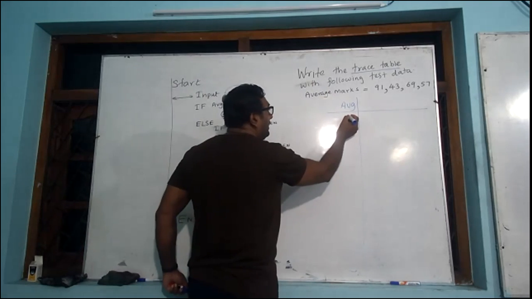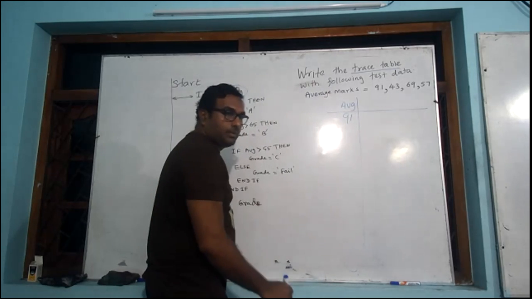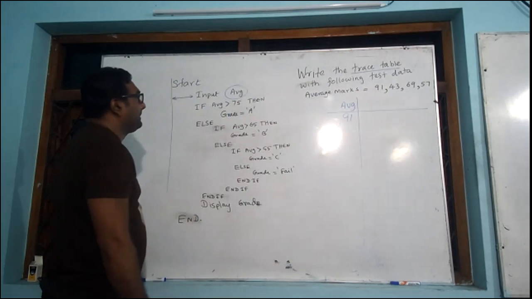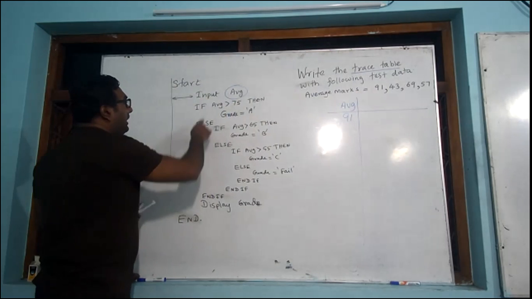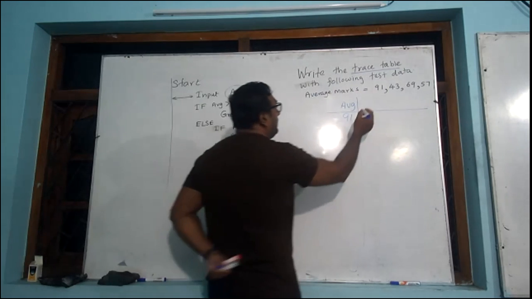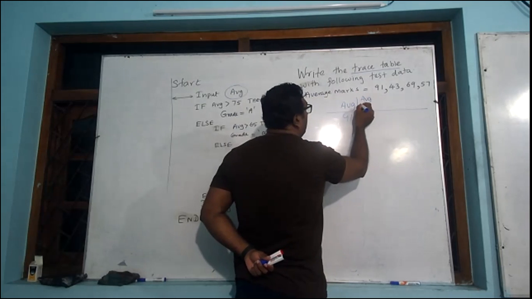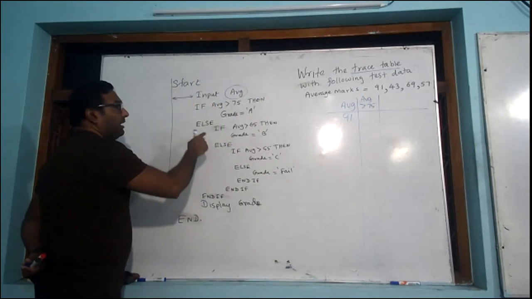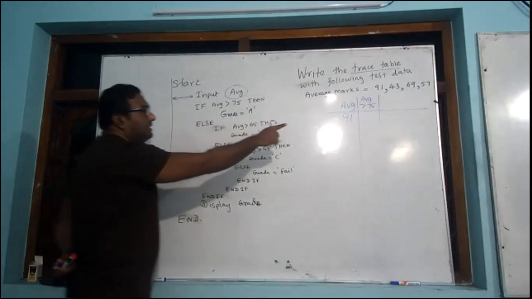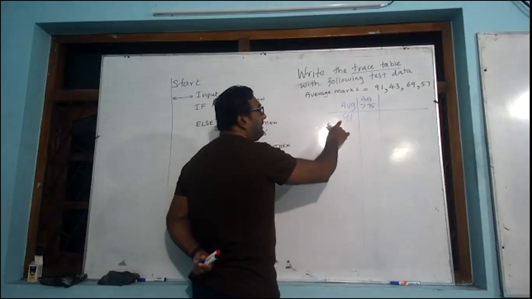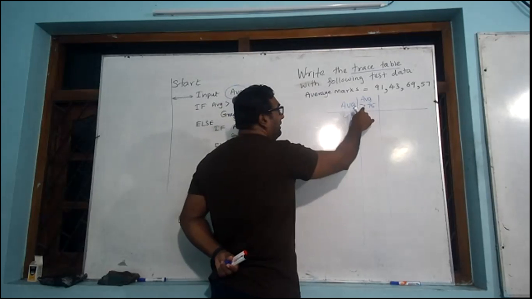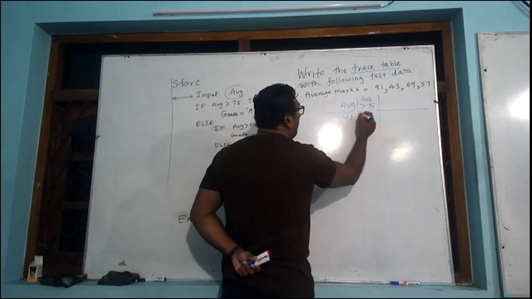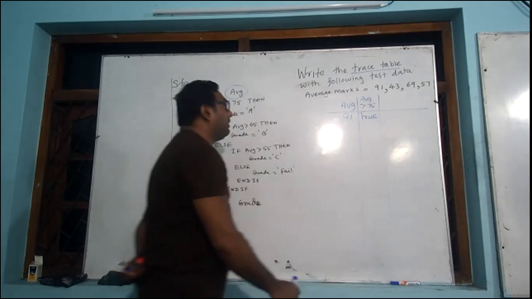What is the average marks? 91. Okay, 91. Average marks 91. Now what will happen? If average greater than 75, what are we doing? AVG greater than 75. Now just tell me, is average greater than 75? AVG is 91. Is 91 greater than 75? Yes. So we will take true and false. So it's true. So because of that, what will happen?